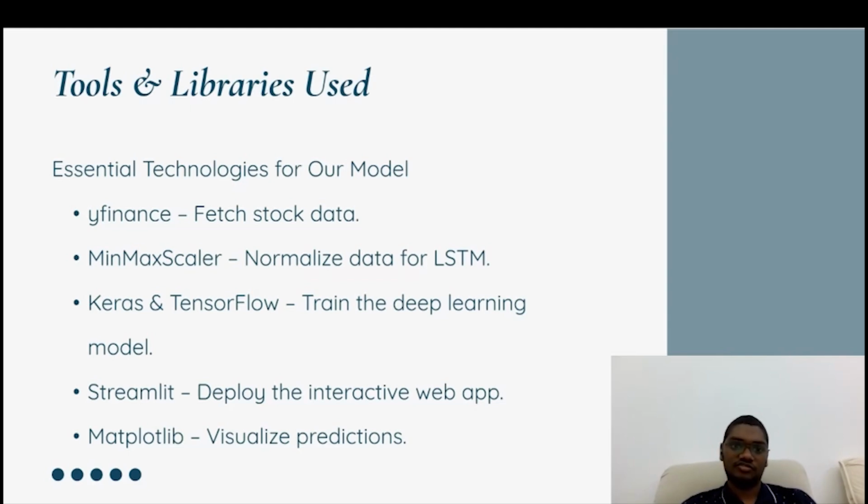We used Y Finance to fetch the stock data. We used a min-max scaler to normalize the data for the LSTM, and then used Keras and TensorFlow to train the deep learning model, and then we displayed the outputs using Streamlit and Matplotlib. Now Shana and Shreya will be explaining how the model actually works.